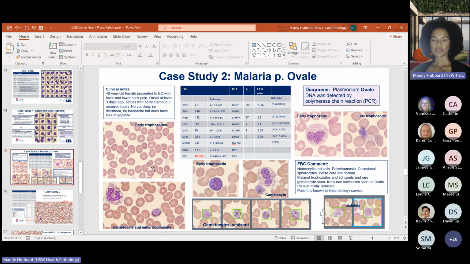The patient was then ultimately diagnosed with Plasmodium ovale via DNA PCR.